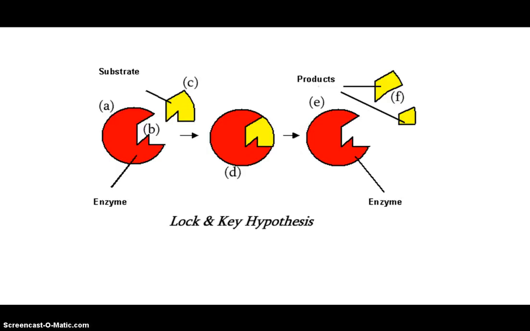So this next diagram that we're going to look at shows very well with the red enzyme. It has a very specific shape of its active site, and the substrate, the yellow piece that fits in there, matches perfectly. That's the lock and key hypothesis. And by holding that substrate in place, it allows us to make the two products over here that are the end of the reaction.